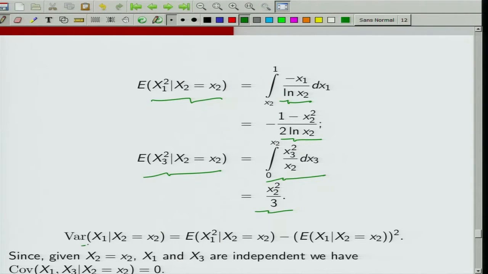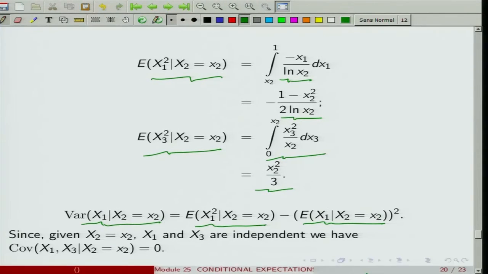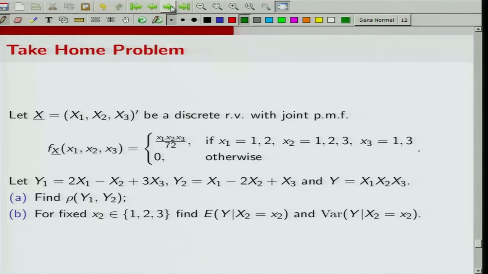So, the variance of X1 given X2 = x2 is the same as E[X1 squared | X2 = x2] minus the square of E[X1 | X2 = x2]. Since given X2 = x2, X1 and X3 are independent, this is what we saw before. We can say that the covariance between X1 and X3 given X2 = x2 is 0, because if X and Y are independent, their covariance is 0.